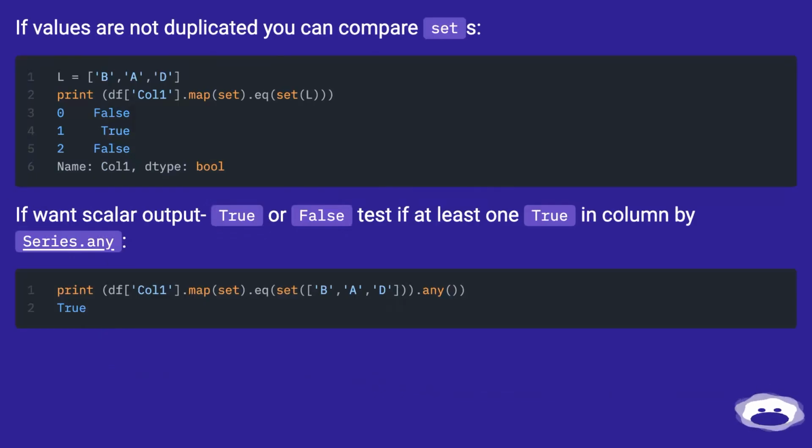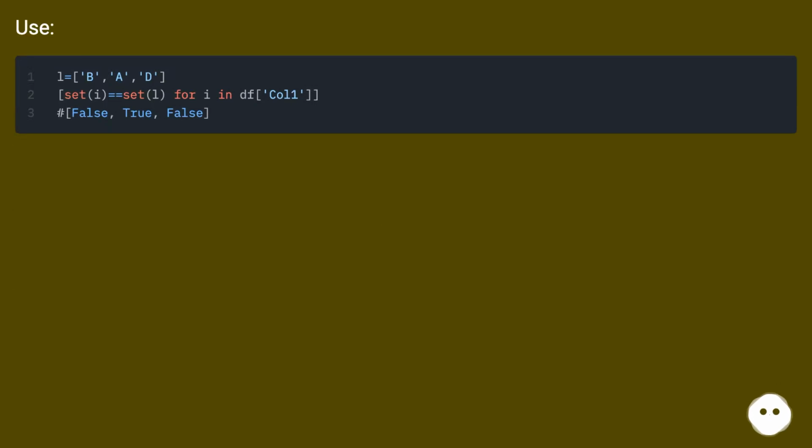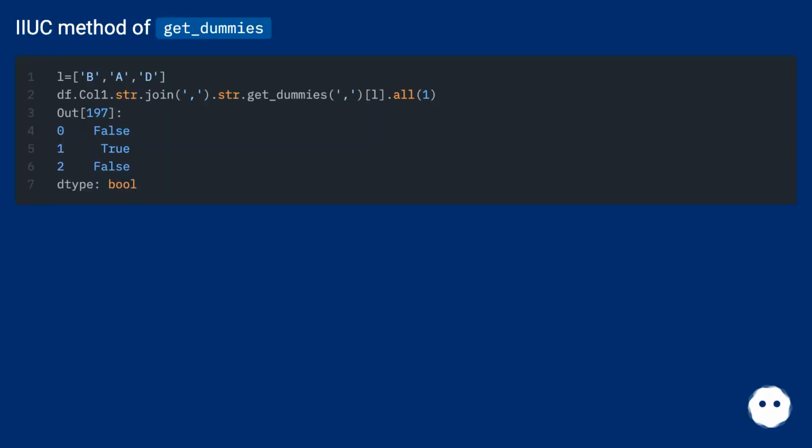If values are not duplicated, you can compare sets. If one scalar output true or false, test if at least one true in column by Series.any. Use the get_dummies method.